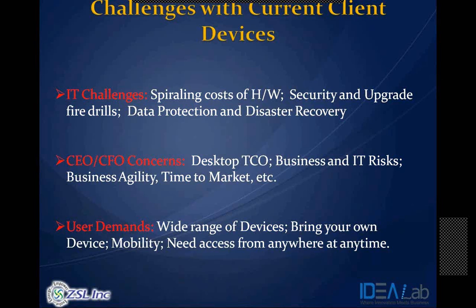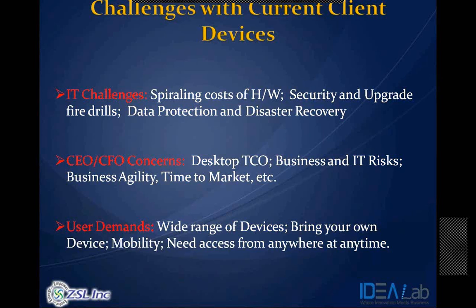The other concern coming from the CEO is business agility and time to market. If a major portion of the IT department is running around maintaining PCs and desktops and laptops, these are resources that are not being utilized to make the business more agile or reduce the time to market for bringing in new software, new applications, new products, and new services to the market.